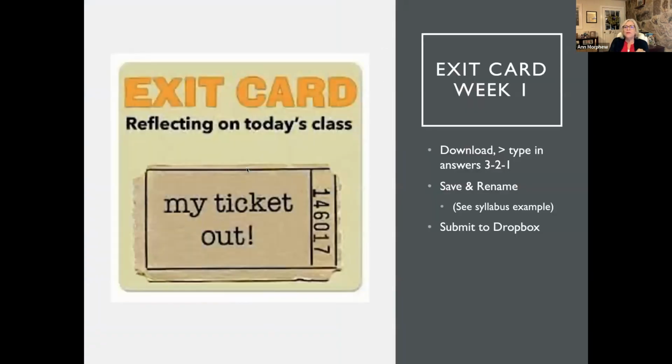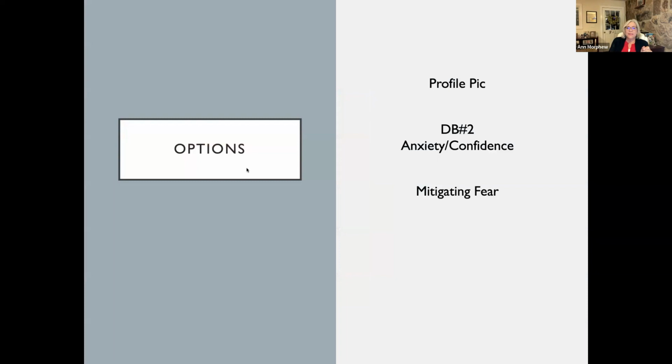When you get all the tasks done, you have an exit card for this week. Download that document, type the answer for 3 somethings, 2 somethings, and 1 something. It's so easy. I've worked with a student and he did it right there while we were Zooming, and then submit that to Dropbox. If you need any techie help, you know where to find it, I think.